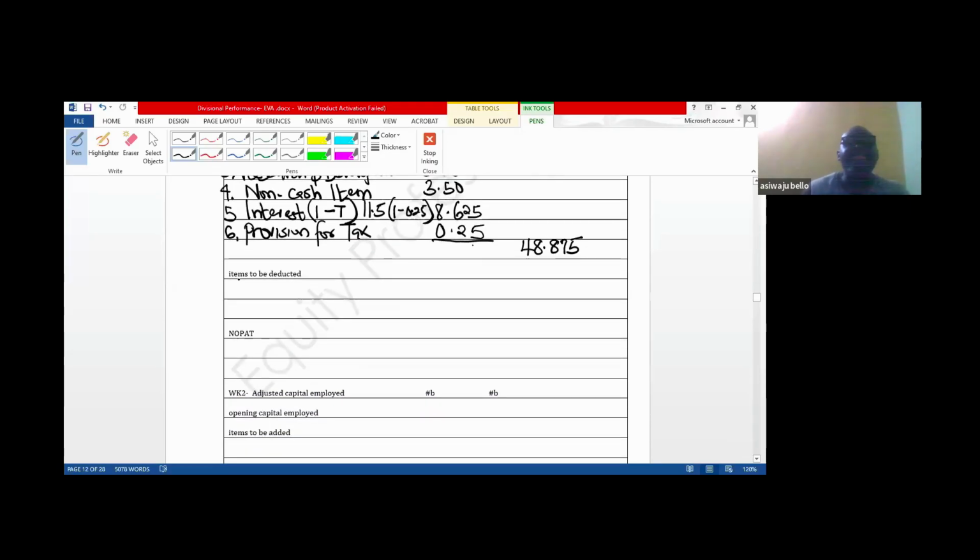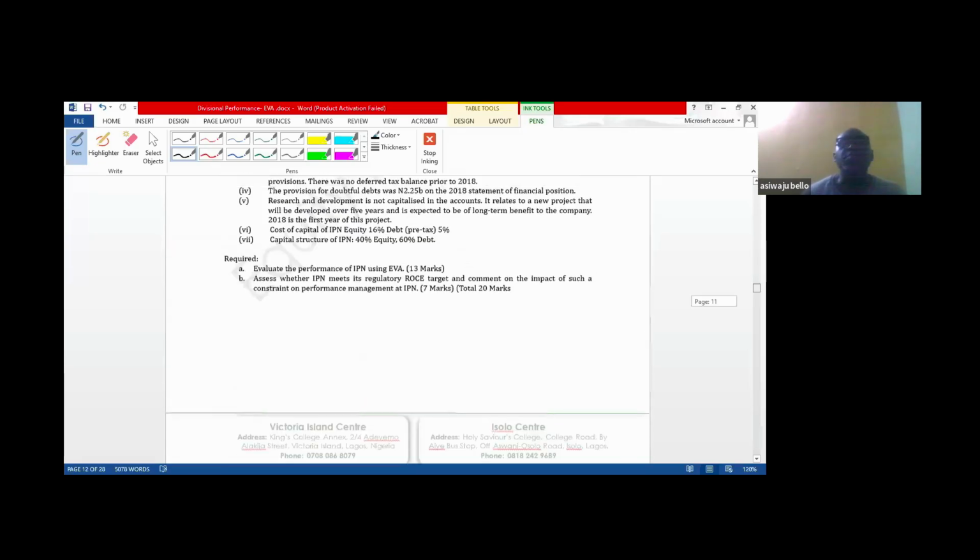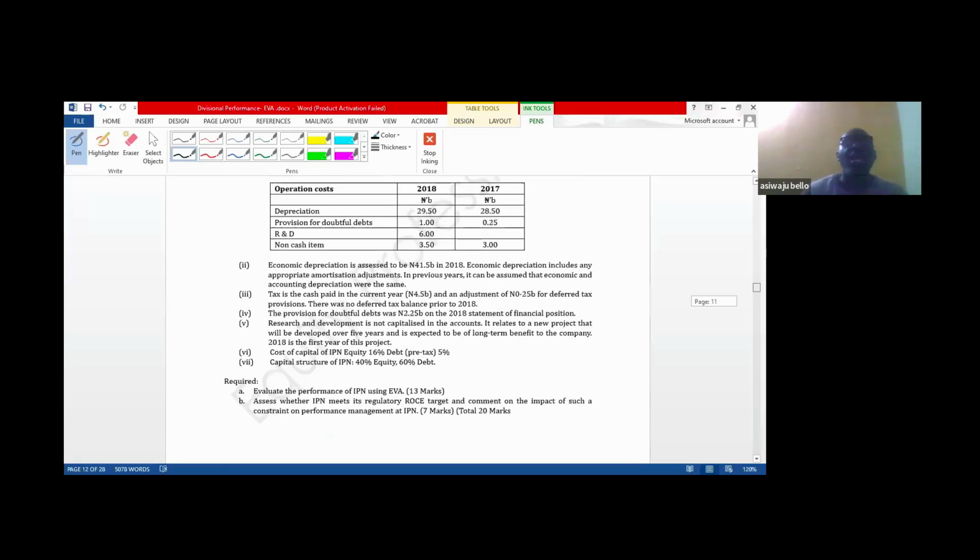Next, items to be deducted. 1. Economic depreciation. Go and check your note number 2. Economic depreciation is assessed to be 4.5 billion in 2018. Pick this figure straight.